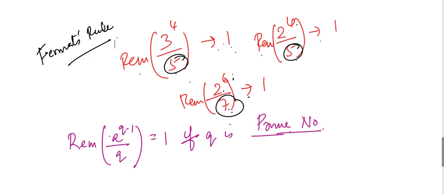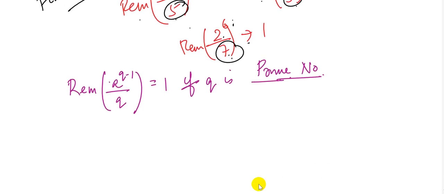Simple as this. If you see a number in the form of a to the power q minus 1 by q, where q is a prime number, that means the divisor is a prime number and the power is 1 less than the prime number, then the remainder will be 1. Clear? Whoever asked that question, is it clear for you? What is the rule? So all you have to do is observe the divisor, whether it's prime or not.